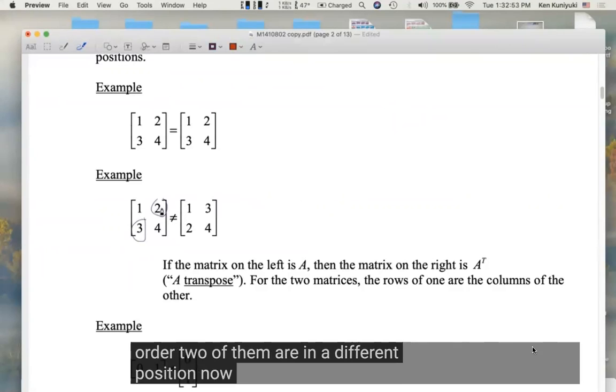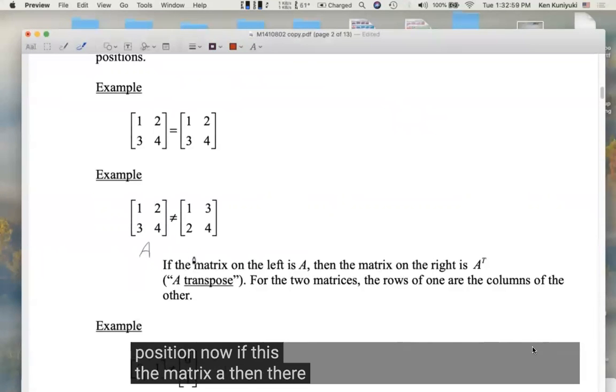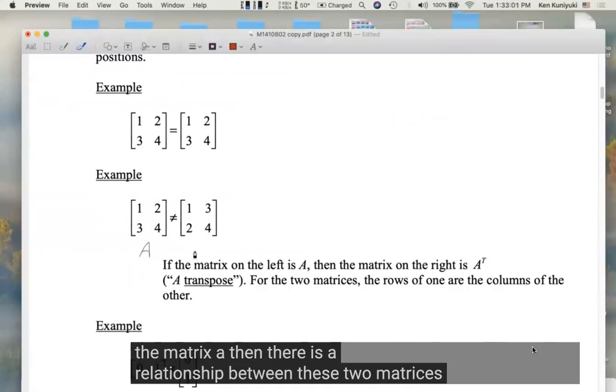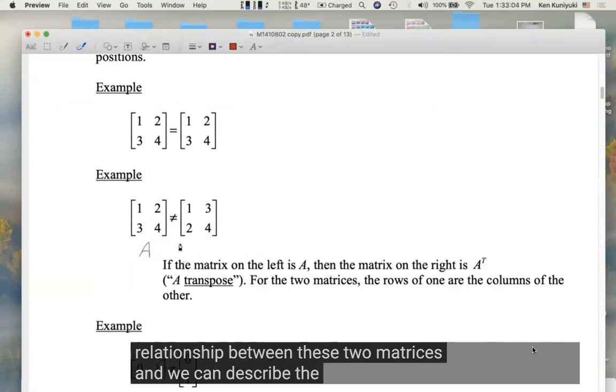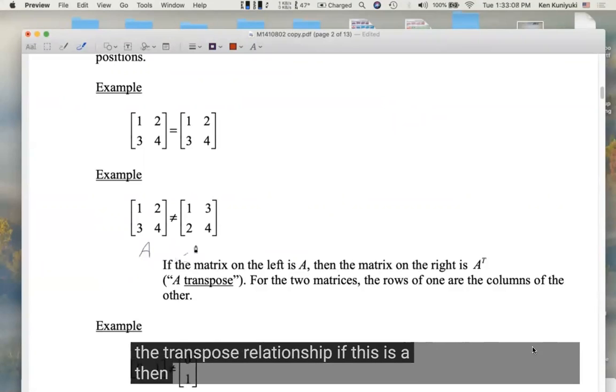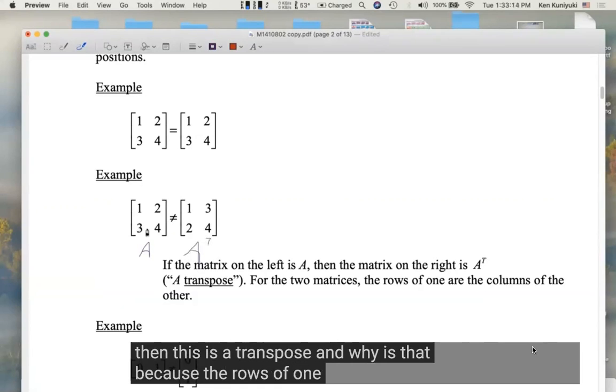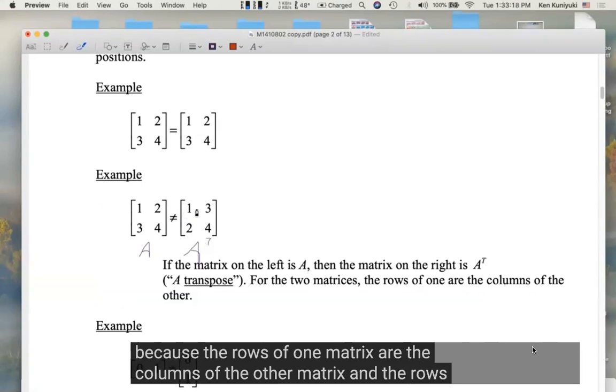Now, if this is the matrix A, then there is a relationship between these two matrices, and we can describe the relationship as the transpose relationship. If this is A, then this is A transpose. And why is that? Because the rows of one matrix are the columns of the other matrix. And the rows here are the columns here.